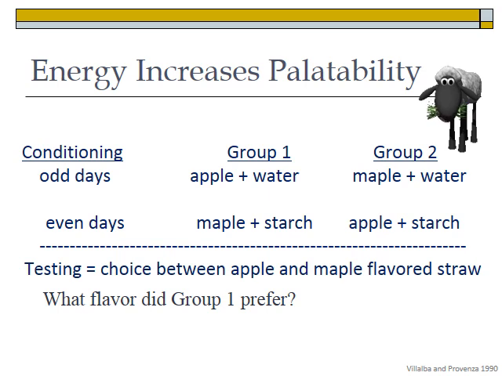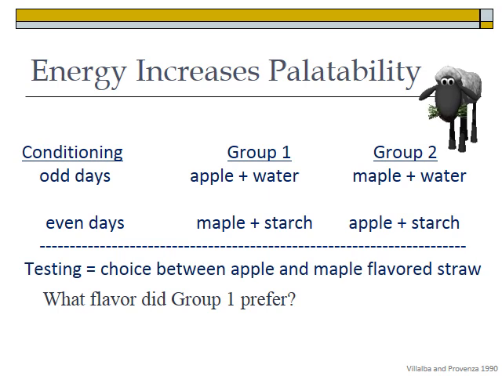On the even days, every other day, Group 1 got maple-flavored straw, and then they were given a water and starch mix that was put into their rumen. Group 2 got apple-flavored straw, and they were given this starch solution. So, in other words, on even days, Group 1 ate maple-flavored straw, and they got energy. Group 2 ate apple-flavored straw, and they got an energy boost.